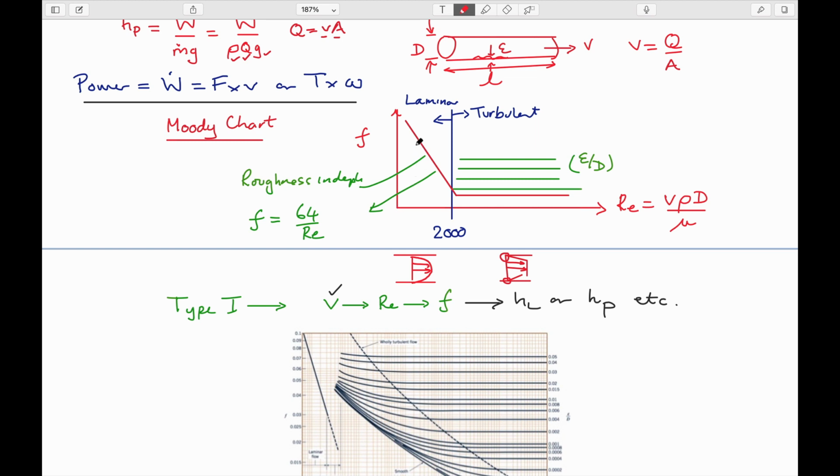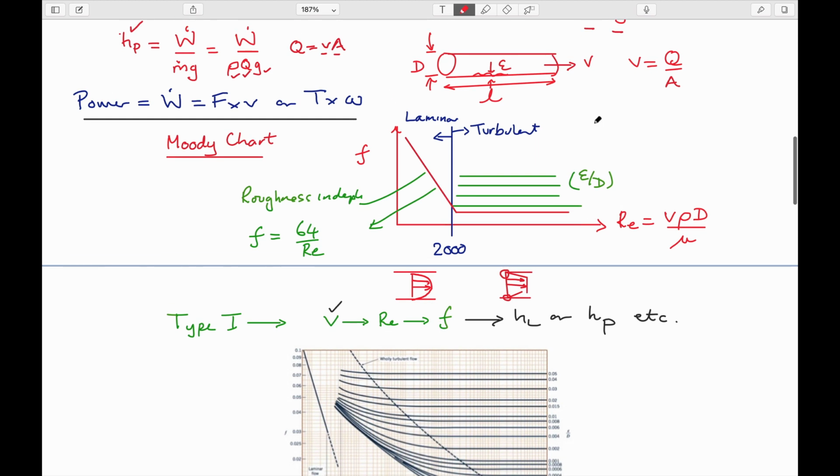And so the way in which we deal with these equations are different, because if we look at this friction factor term here, the head loss is equal to the friction factor times length over diameter times v squared over 2g. If this friction factor is constant, then this would be a constant, and therefore we'd have to square root our term to determine the velocity.